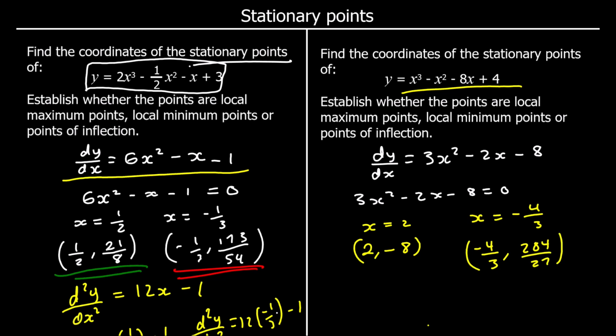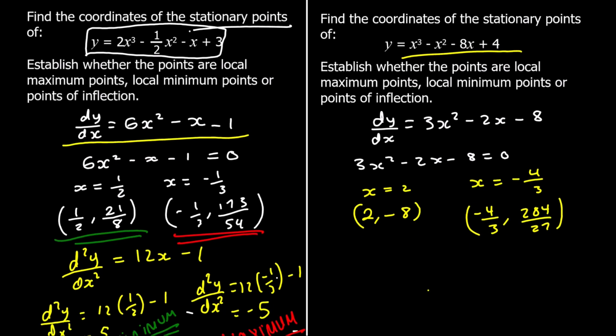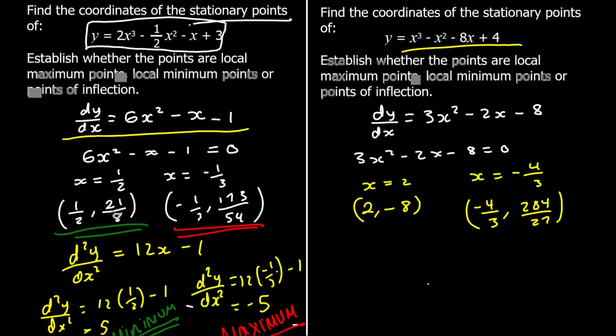We want to know what the nature of them is, whether they're maximums or minimums or points of inflection. So again, we could either look at a point just either side. So for 2, if we looked at 1.9 and 2.1, then we'll see what happens to the gradient either side. If it goes from negative to positive, it'd be a minimum. Positive to negative, it'd be a maximum. And if the gradient stays the same either side, point of inflection. Or we can use the second derivative.